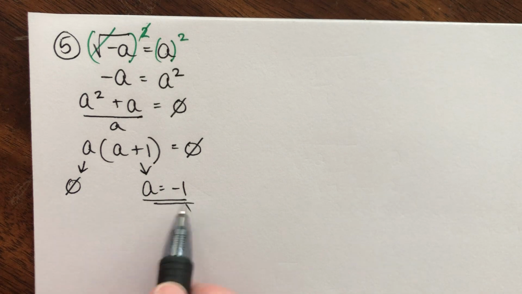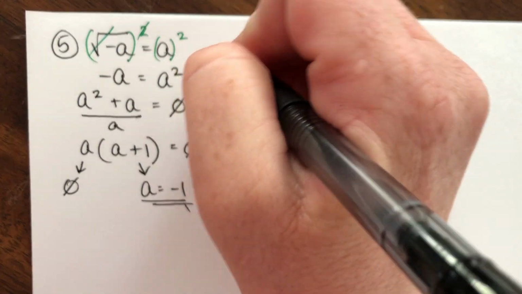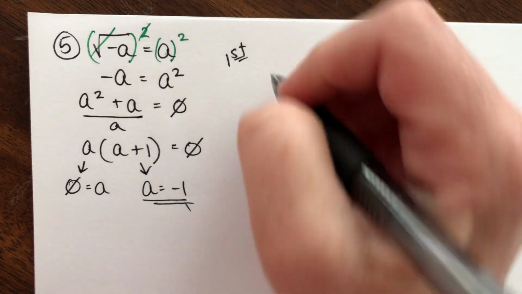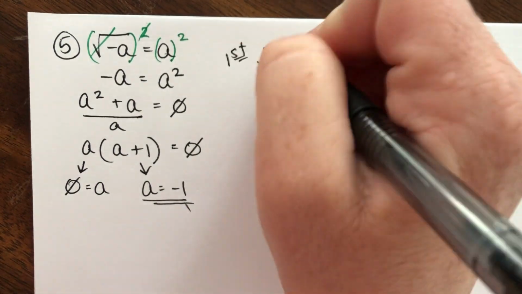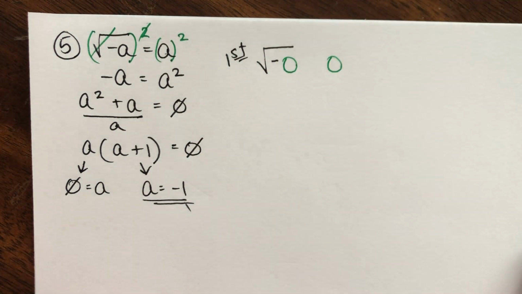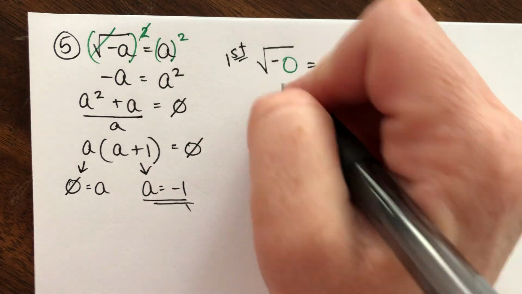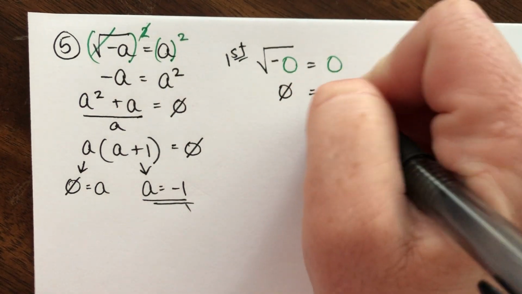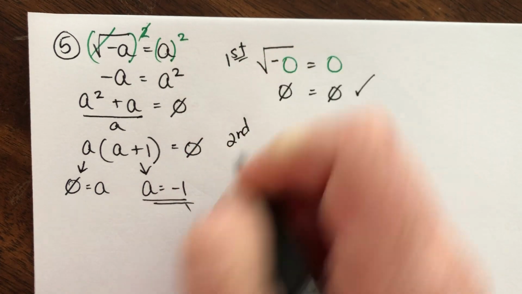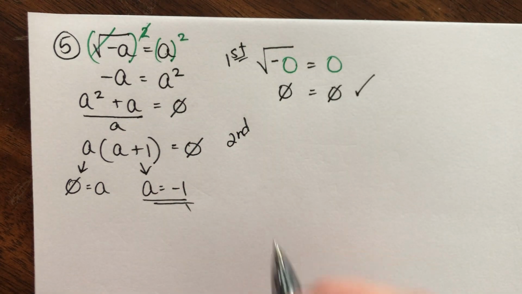Once I have my 2 answers, then I'm going to plug them in and make sure they both work. And put a equals 0. First off, square root of negative 0 is equal to 0. So that negative 0 is 0. Square root of 0 is 0, so that's just 0 equals 0. Check, that works.